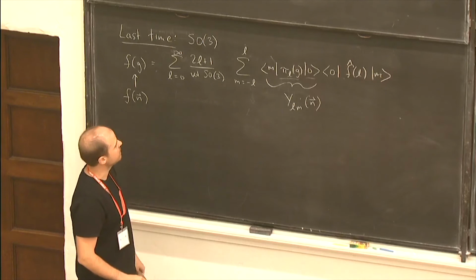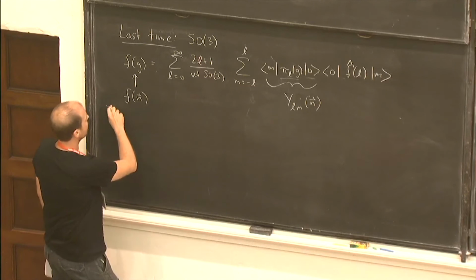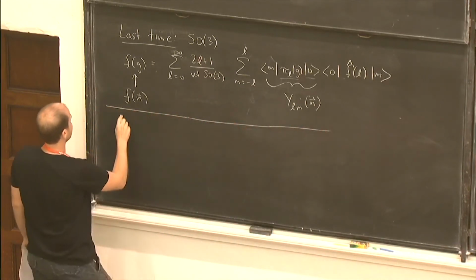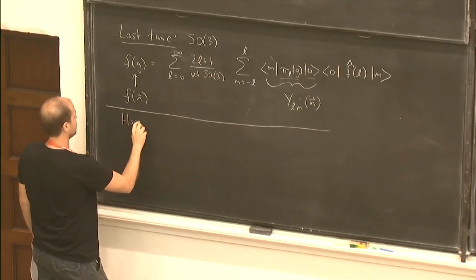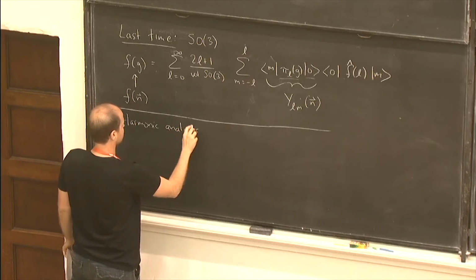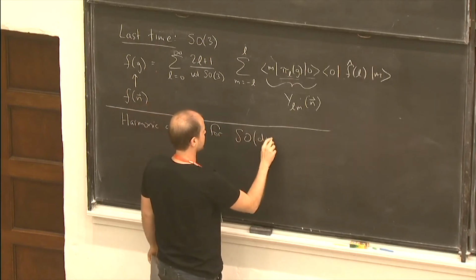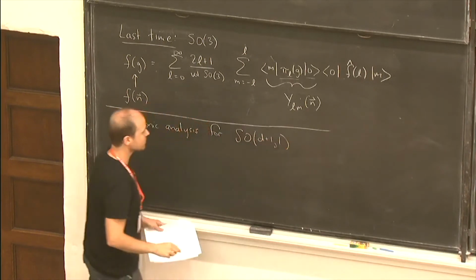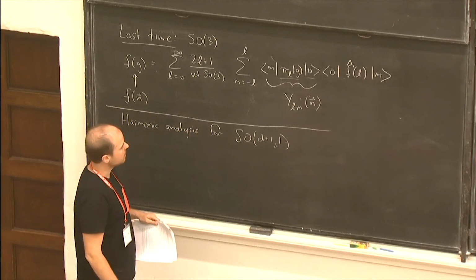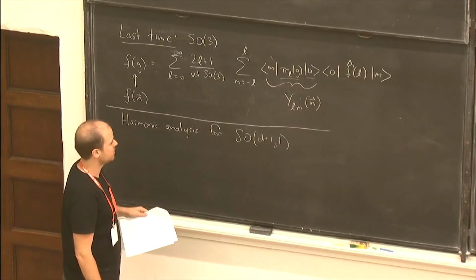What we're going to do now is do an analogous exercise for the Euclidean conformal group. So we're now going to study harmonic analysis for the Euclidean conformal group, SO(d+1,1). And the Plancherel measure for this group has support on two types of representations.